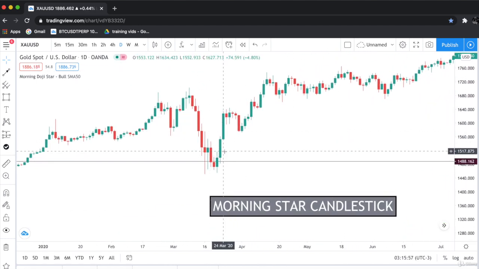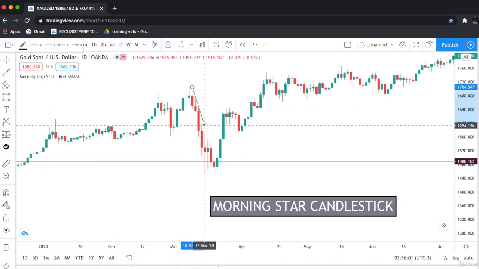This is the Morning Star Candlestick Pattern. As you can see, this is a clear downtrend. The market was in a downtrend.